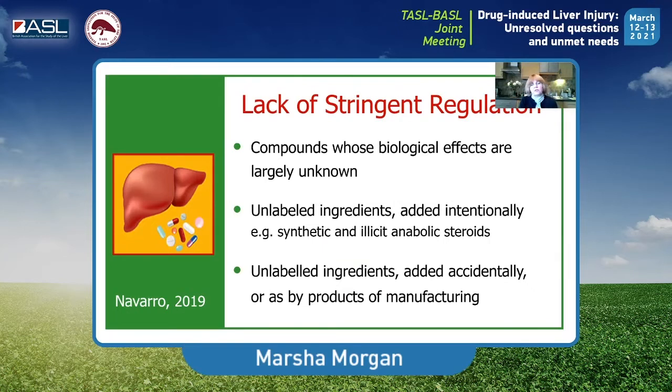Thus, this lack of stringent regulation means that consumers are being exposed to compounds whose biological effects are largely unknown, to unlabeled ingredients added intentionally, such as synthetic or illicit anabolic steroids, and unlabeled ingredients added accidentally or as byproducts of the manufacturing.